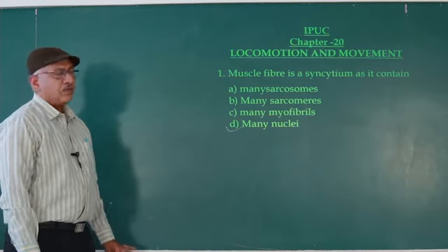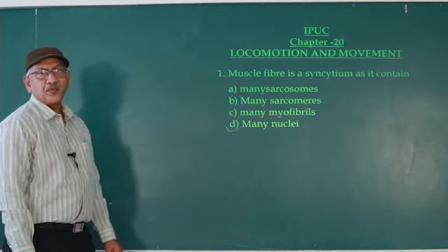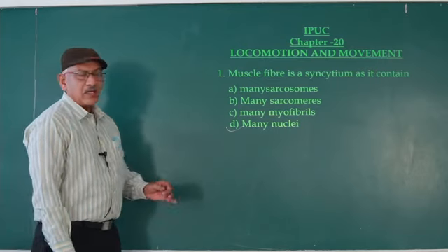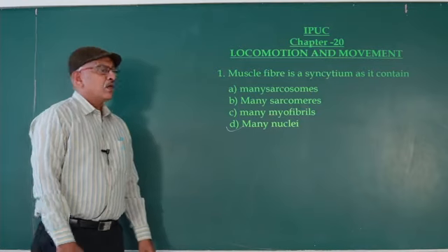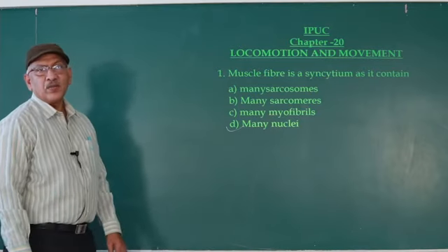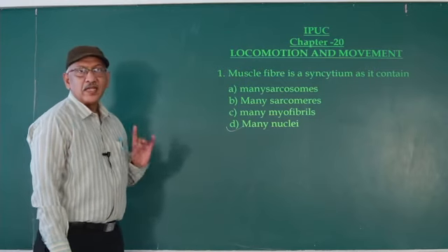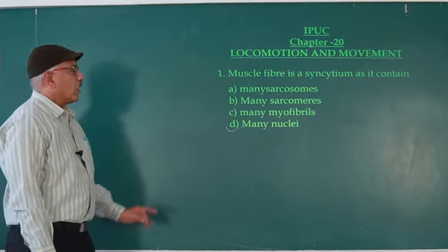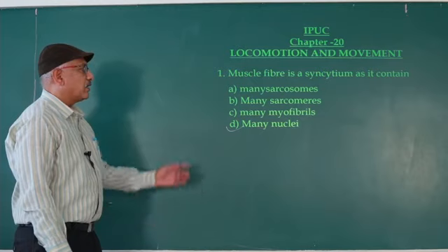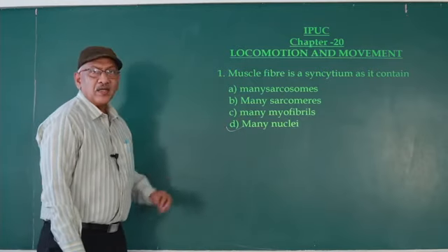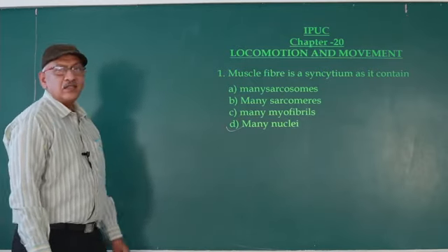Striated muscle cell contains several nuclei. Why does a striated muscle cell contain several nuclei? During embryonic development, several myoblast cells unite. As a result, one striated muscle cell is formed. Striated muscle cell has several nuclei. So multinucleate state is known as syncytium.